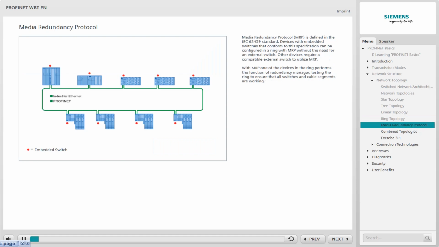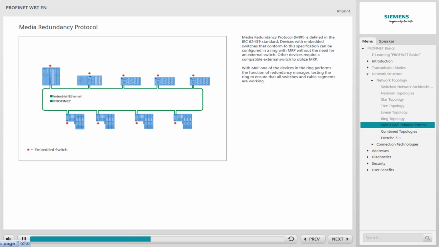Media Redundancy Protocol, MRP, is defined in the IEC 62439 standard. Devices with embedded switches that conform to this specification can be configured in a ring with MRP without the need for an external switch. Other devices require a compatible external switch to utilize MRP.